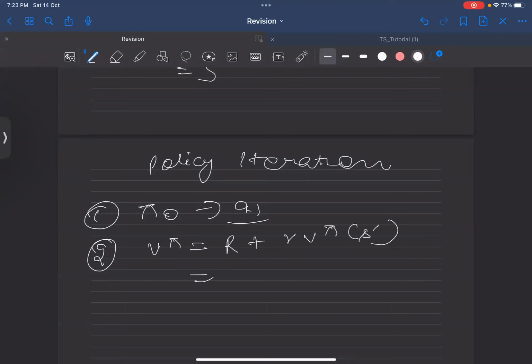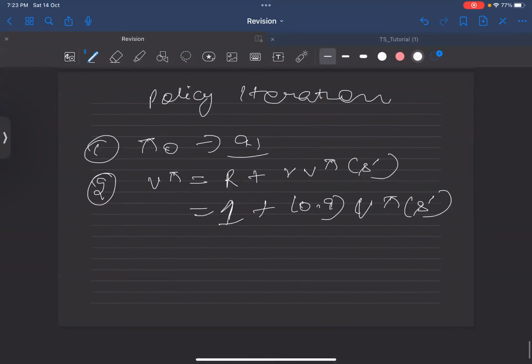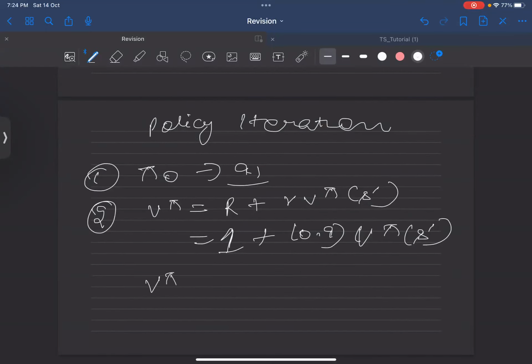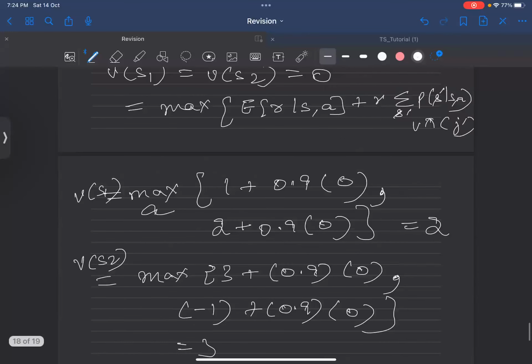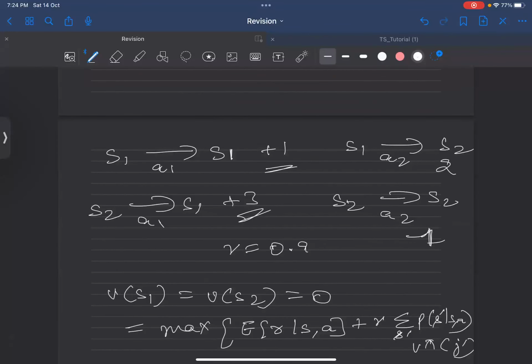So I have taken this. A1 gives 1 plus 0.9 V pi of S bar. This is how it works. And V pi of S1 and V pi of S2, as I'm taking A1, the reward is basically +3.